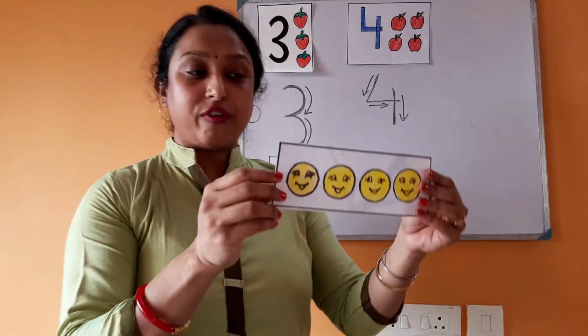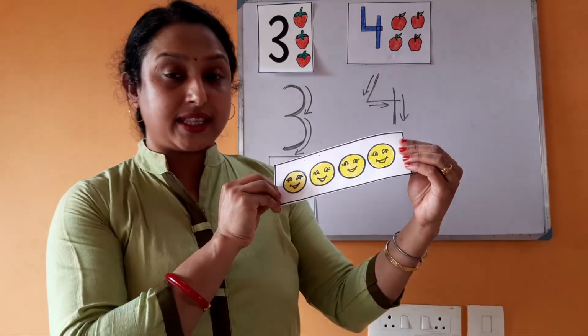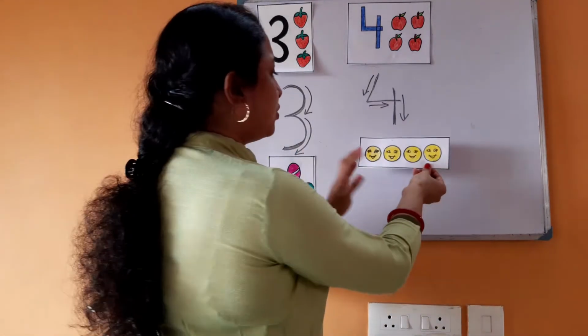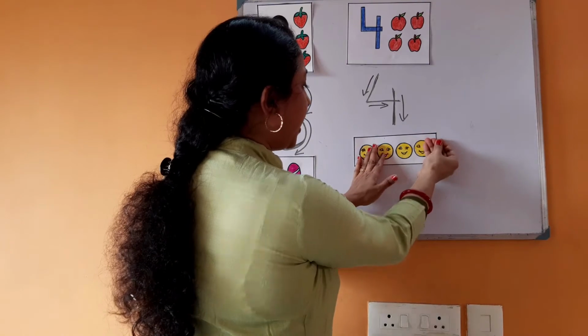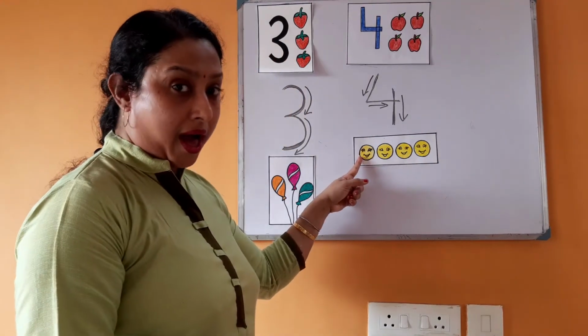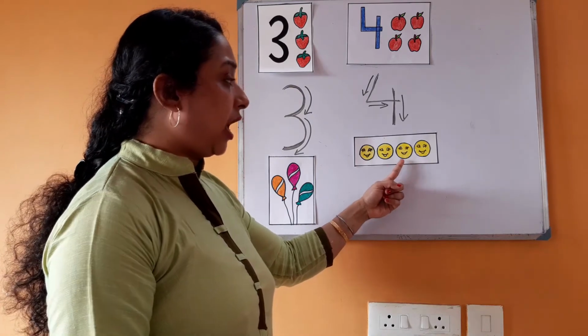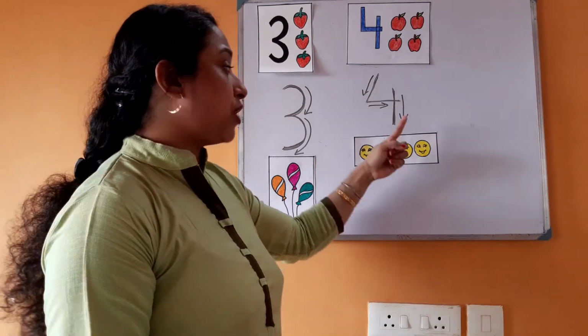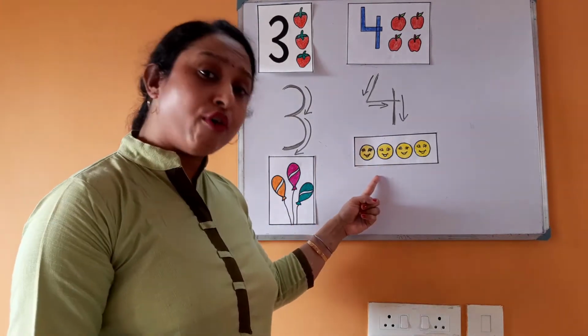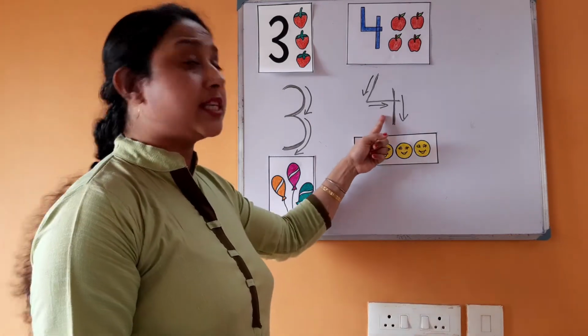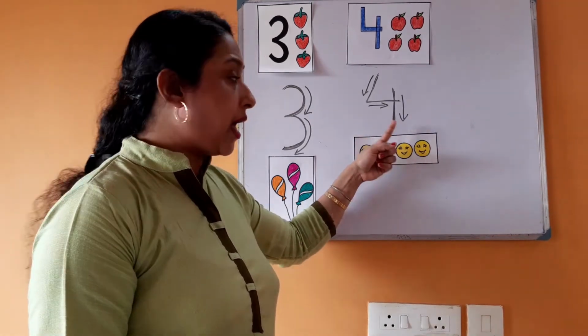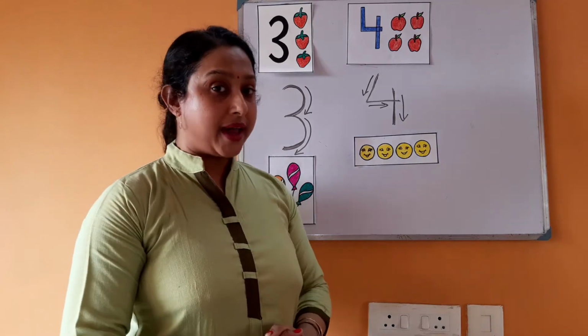Now look over here. What are these? These are smileys. So let's count. How many smileys are there? 1, 2, 3, 4. So how many smileys are there? 4 smileys are there. This is number 4 and there are 4 smileys.